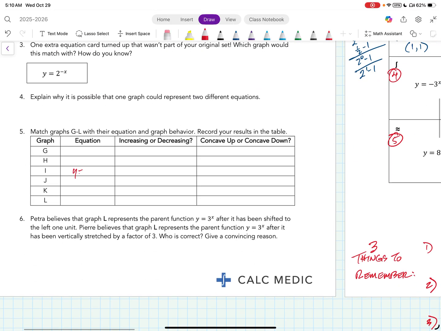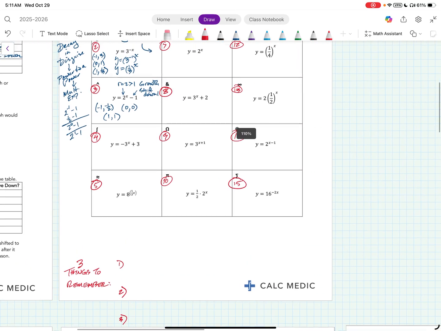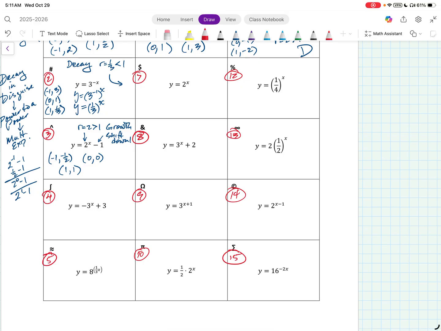So y is equal to 2 to the x power minus 1. It's increasing because it's growth, and it's concave up. And that's how the game is played. Let's do something different here.